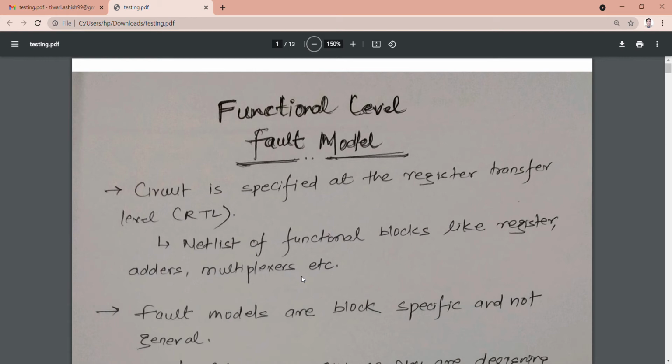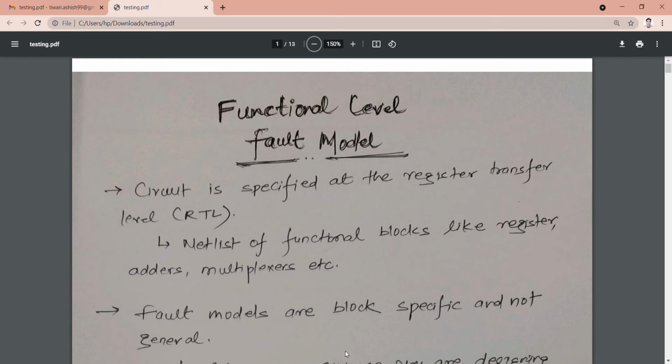In case of the functional fault model, we consider the blocks. Suppose register as a block, multiplexer as a block, adder as a block. We are not going into the details of gates. We are not going into the details of the structure. When we talk about functionality, suppose I take the example of a multiplexer, it can be 2:1 or 4:1. So we will check the functionality of the multiplexer. We are not going inside the multiplexer to check what structure it has.